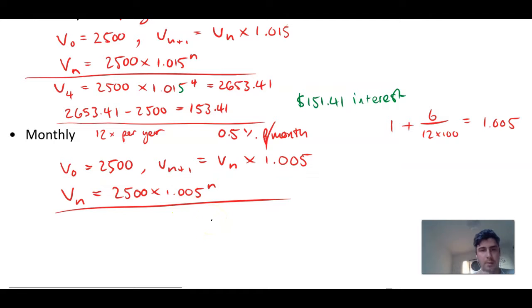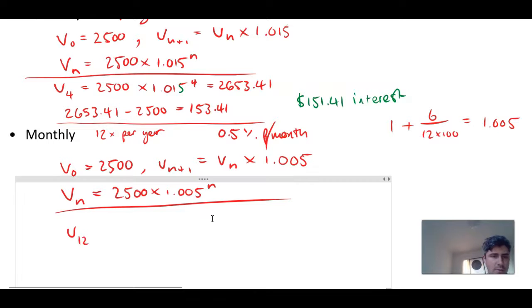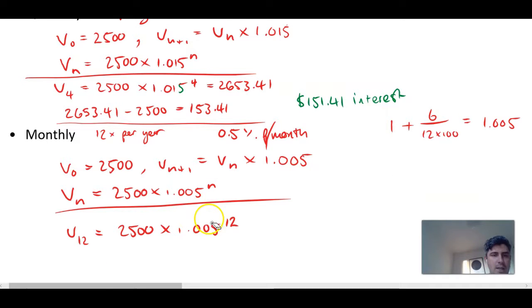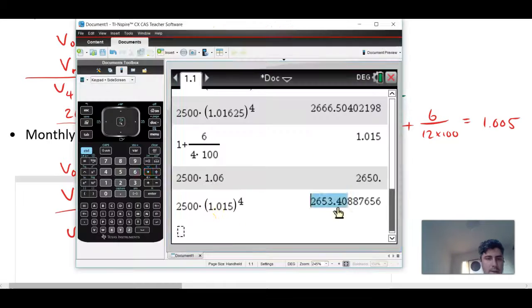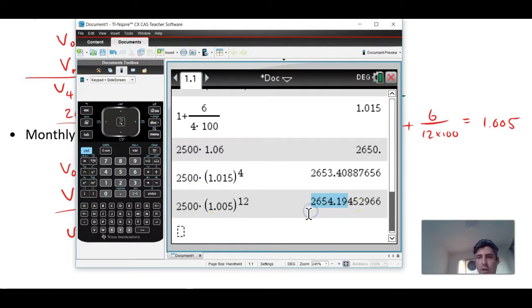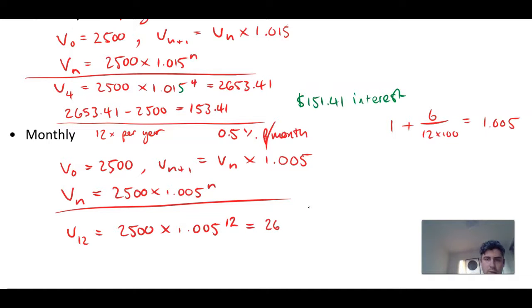The last example we're going to get monthly for a year. So that's going to compound 12 times with a very small percentage. So V12 is 2,500 times 1.005 to the power of 12. And as you would predict, this is going to go slightly higher again. So we've made $1 extra. So 2654.19. That tiny amount extra was because it was compounding more frequently.